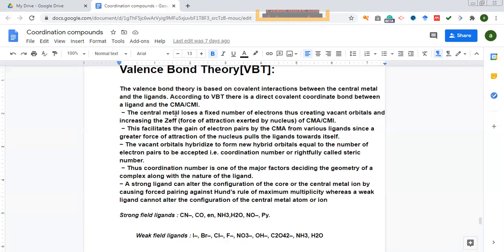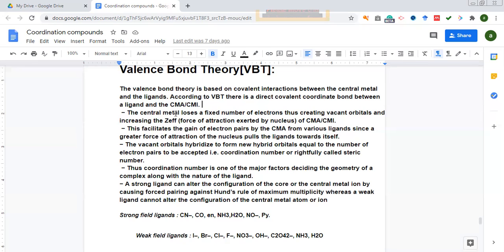And we have one more example. In that also, the central metal atom will provide four vacant orbitals, but these four vacant orbitals are different. One is from d orbital, one from s orbital, and two from p orbitals. Total how many? Four. Now this hybridization is known as dsp2, and this dsp2 hybridization imposes square planar geometry on the complex compound.